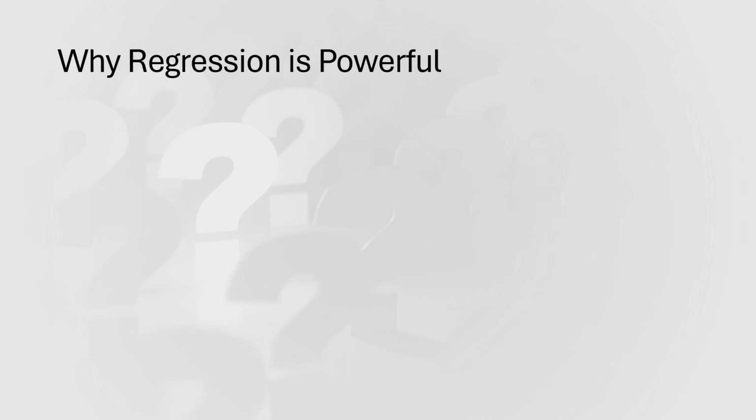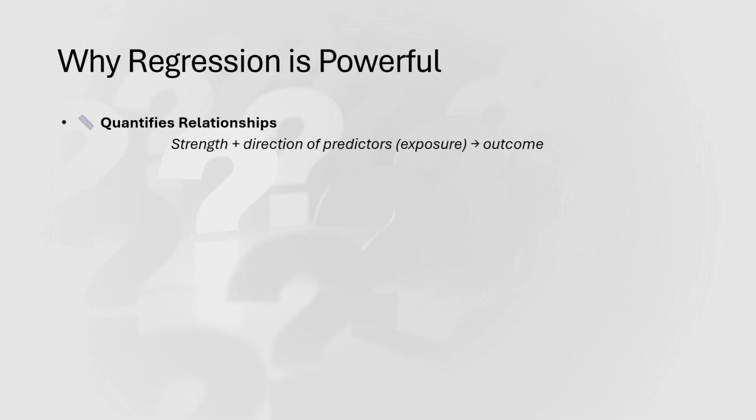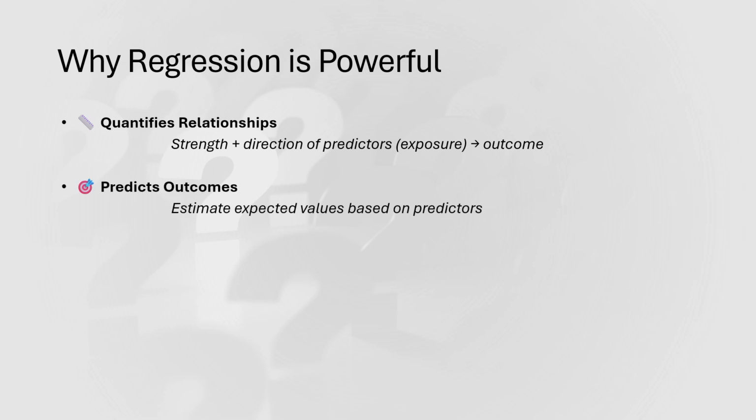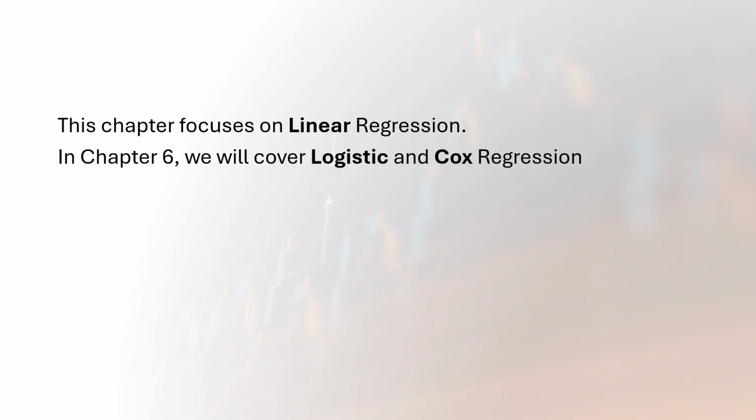Coming back to the regression topic, let's discuss why regression is so powerful. Regression can quantify relationships, measuring the strength and direction of the relationship between predictor and outcomes. It can even predict outcomes, estimating the expected value of the outcome based on predictor variables. And finally, it can adjust for covariates, controlling for confounding variables and isolating the true effect of the predictors. In this chapter, we will focus on linear regression. In the next chapter, we'll cover logistic regression and Cox regression.